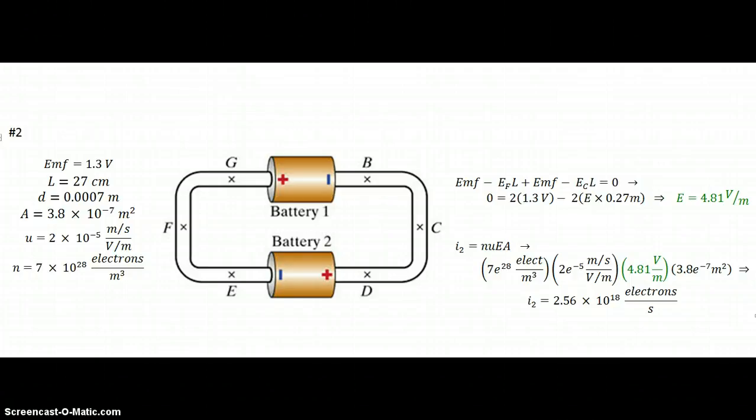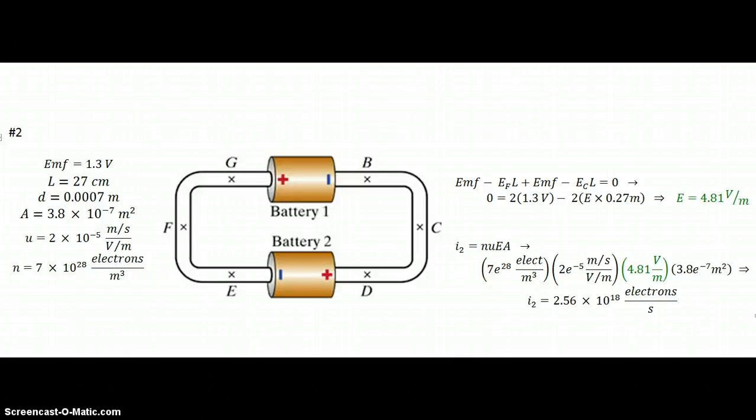In situation 2, the circuit consists of 2 batteries and 2 identical wires. The magnitude of the electric field at a point on wire F equals the magnitude of the electric field at a point on wire C. The electric field points along the wire from the positive end of the battery to the negative. Once again, I used the loop rule to find the magnitude of the electric field at this point. I used the electron current equation to find how many electrons per second entered the positive end of battery 2.